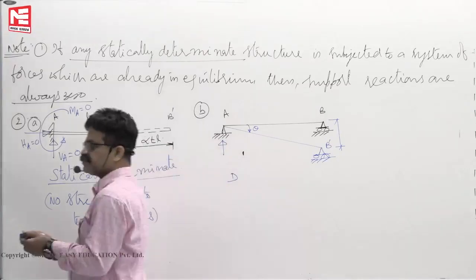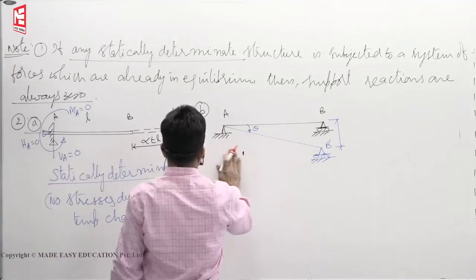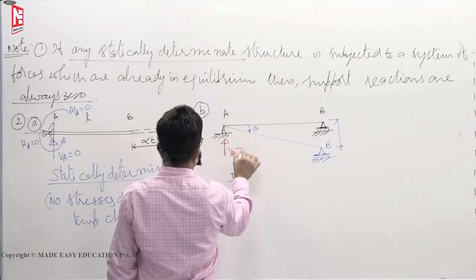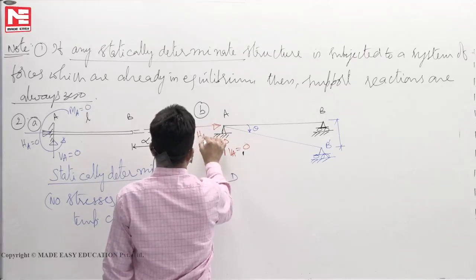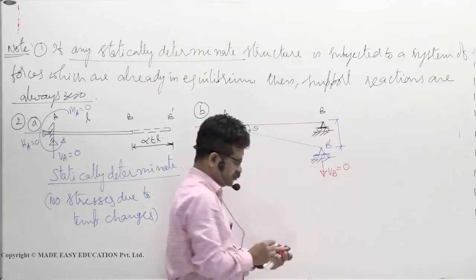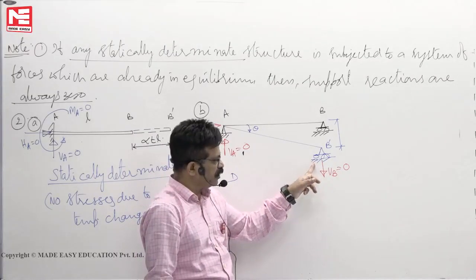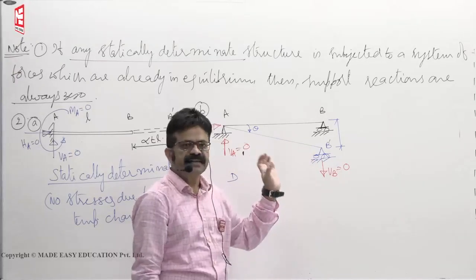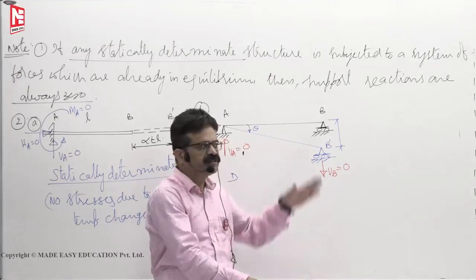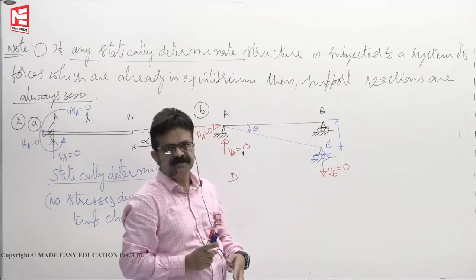For this also, now for this also no reaction here. VA is 0, HA is 0, VB is also 0. Now VB is the reaction exerted by the column on the roller. It will not exert any reaction, it simply will go down, and when it is going down, it will facilitate, it will simply go down, that's all. The column will not exert any reaction on the beam.